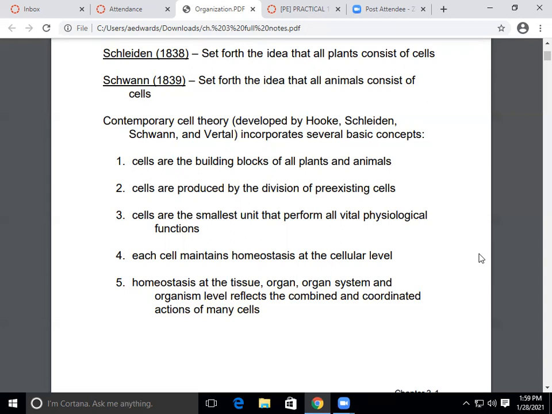So a question like this might be, write down 2 of the 5 components of cell theory. The more you know, the more likely you're going to get that question right.